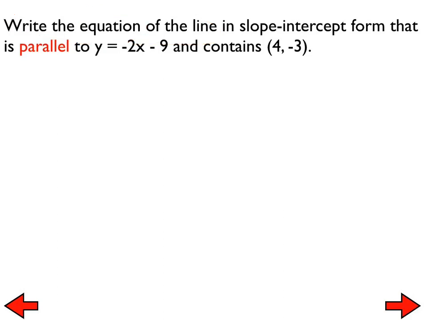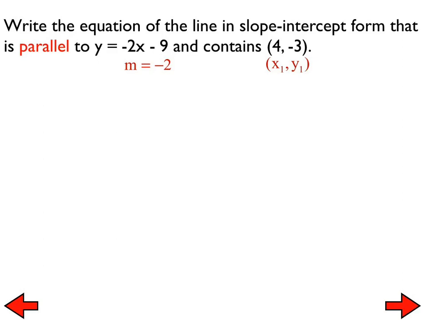Well, in order to use the point-slope equation, we need a slope and we need a point. Well, since we are writing the equation of the line parallel to y equals -2x minus 9, we just take the same slope. Why? Because parallel lines have the same slope. So since the slope is -2 here, the slope that we're going to use will be that same constant or coefficient, depending on how you look at it, which would be -2. So everybody now, find the equation of that line.